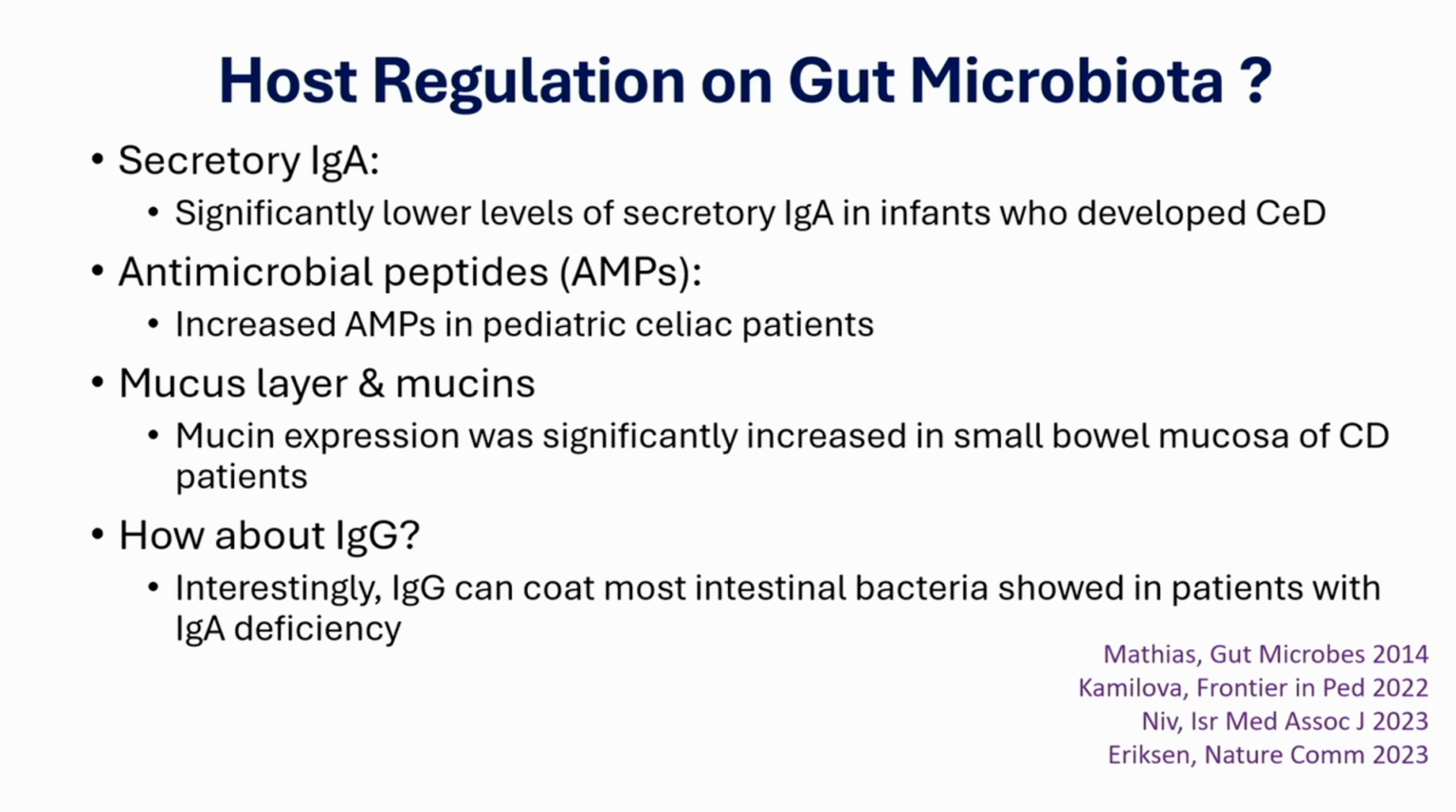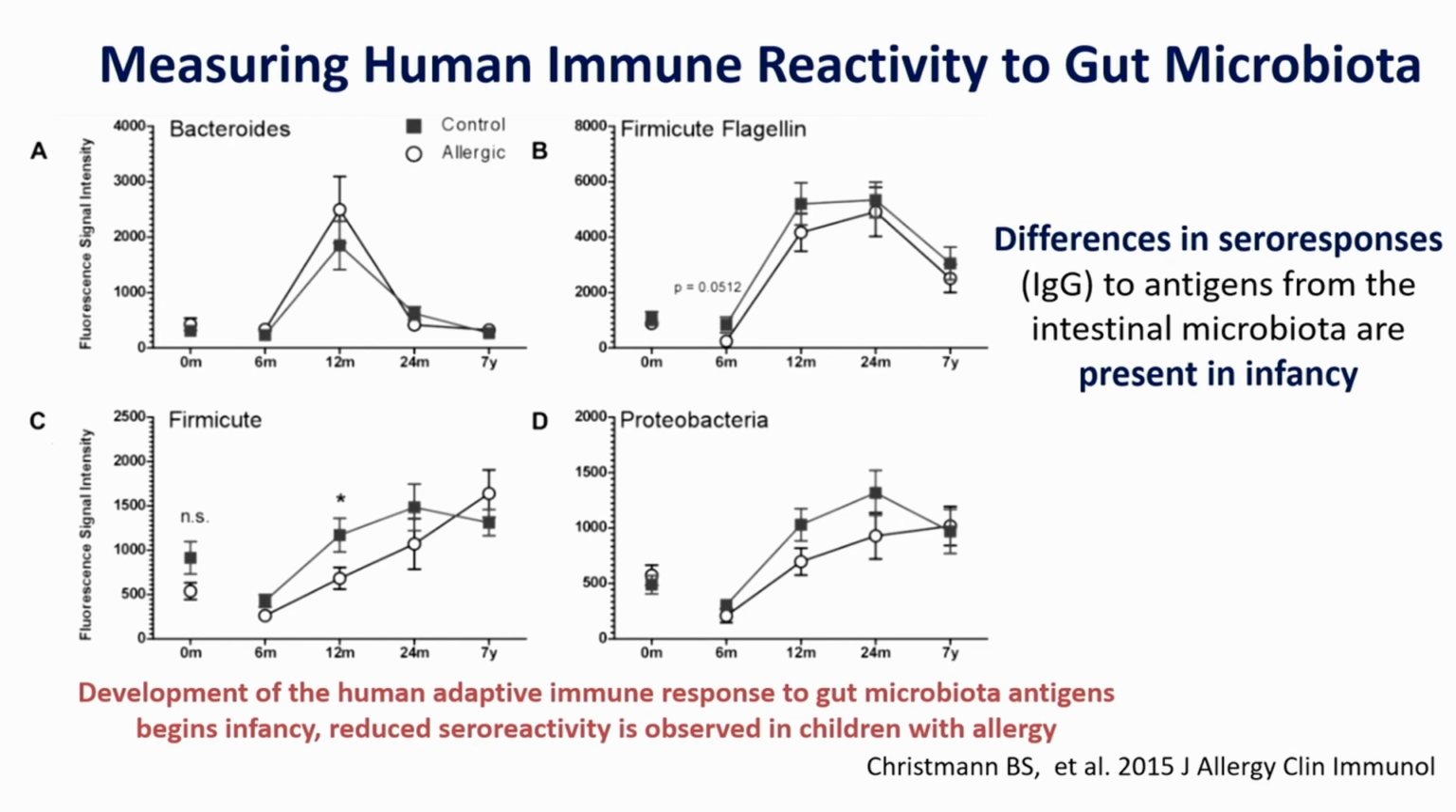And how about IgG? IgG is another important factor in interacting with and controlling the microbiota. Some studies showed IgG can coat most intestinal bacteria, as seen in IgA deficiency studies. This study is based on IgG in children with atopy or asthma, meaning allergic children.